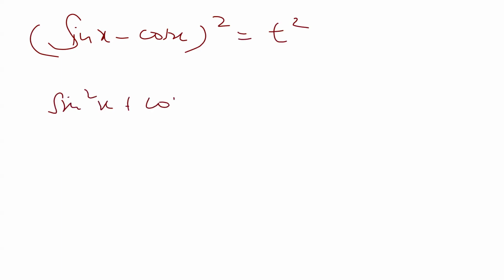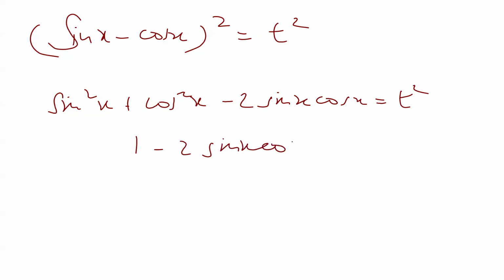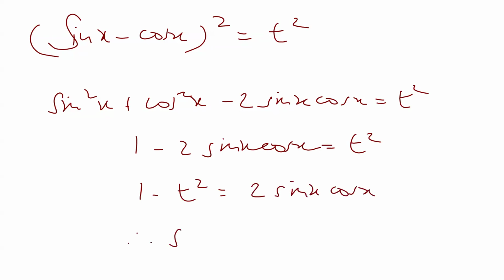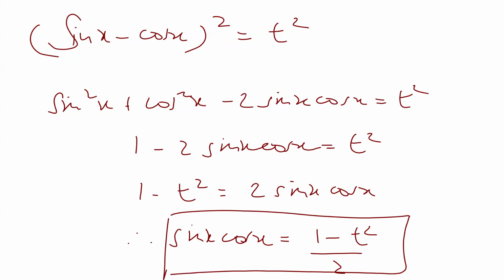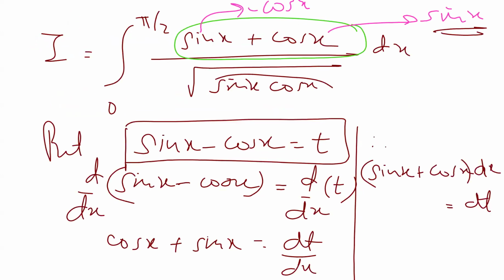So I'll square both the sides. Sin x minus cos x, the whole square is equal to t square. So sin square x plus cos square x minus 2 sin x cos x is equal to t square. So 1 minus 2 sin x cos x is equal to t square. So 1 minus t square is equal to 2 sin x cos x. Therefore, sin x cos x is equal to 1 minus t square by 2. So we got the value of root. Okay, this we got.